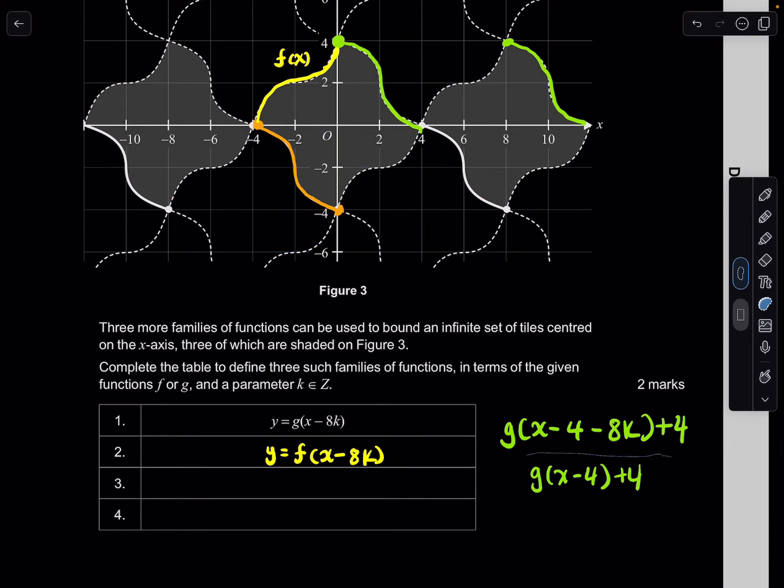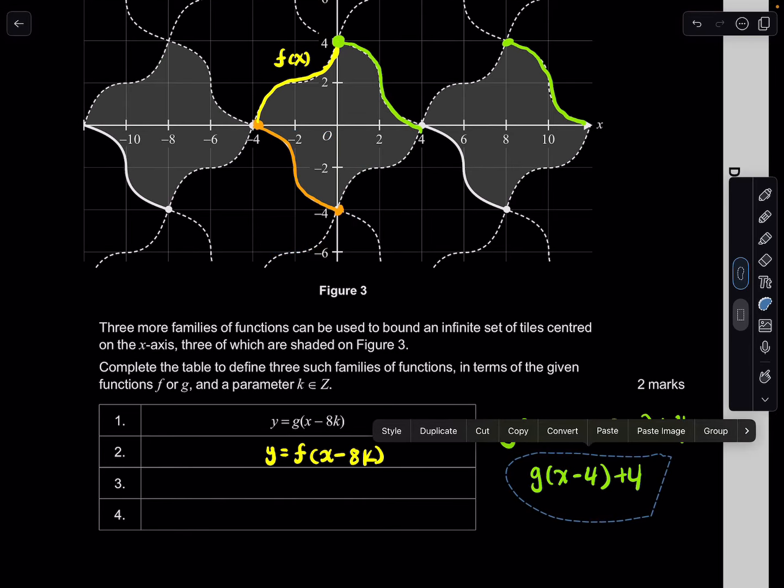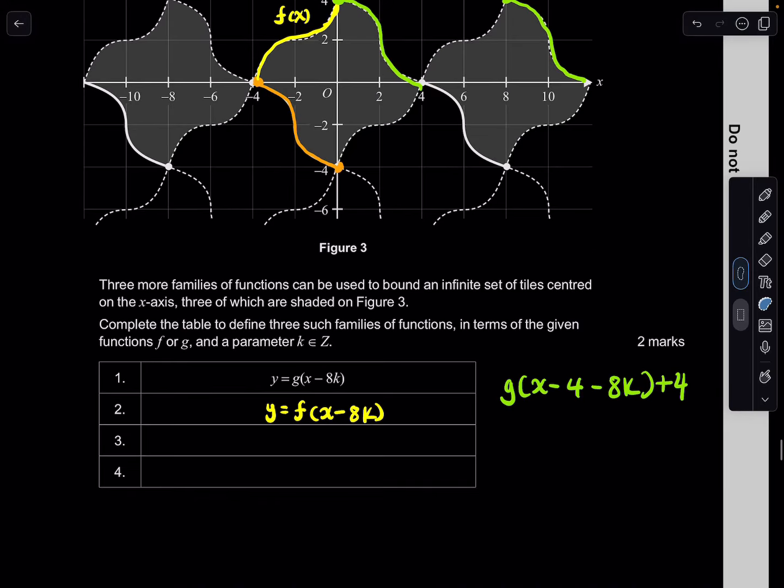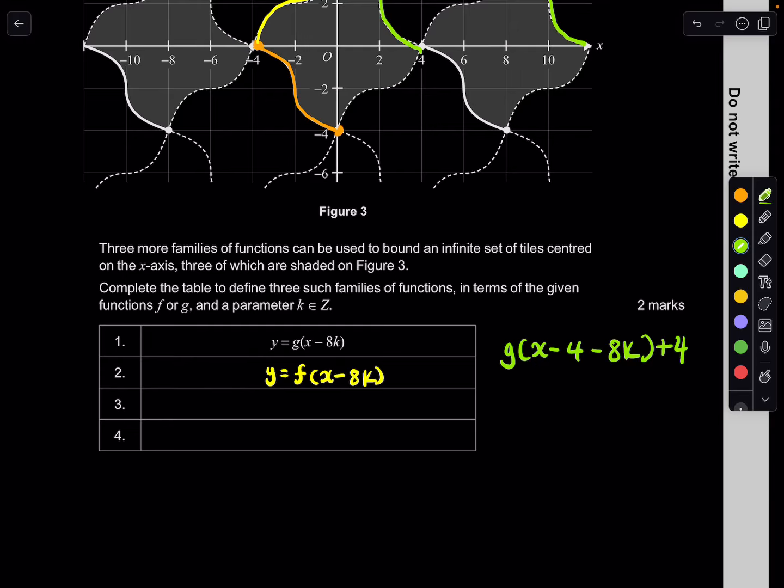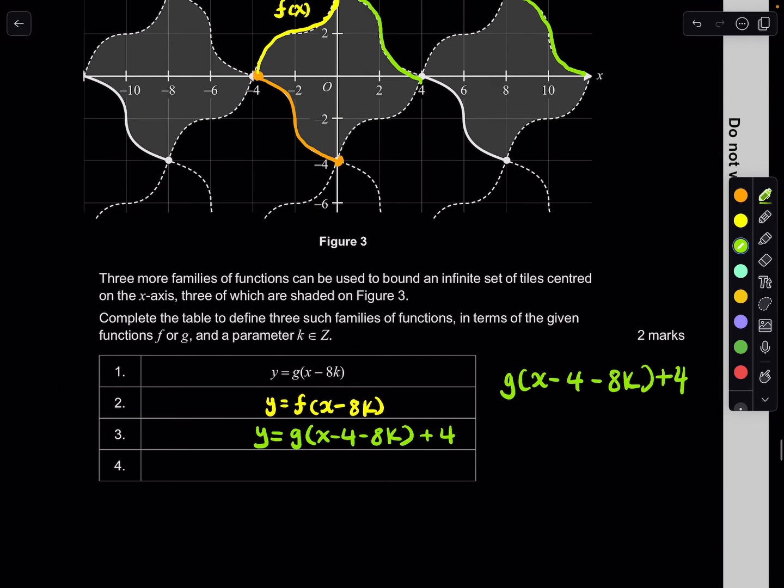It is this. It quite took too long. It's ugly. It's very ugly. So that is for the green one. So y equals g of x minus 4 minus 8k plus 4. I want to make sure this one looks good. Doesn't look too bad. So that's going to give you that green one.